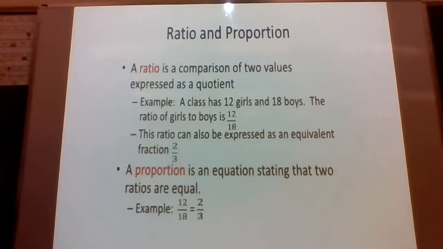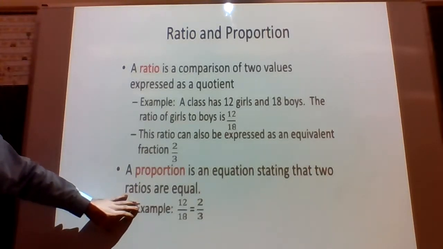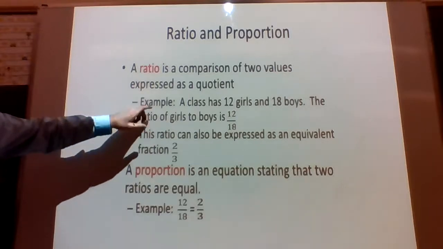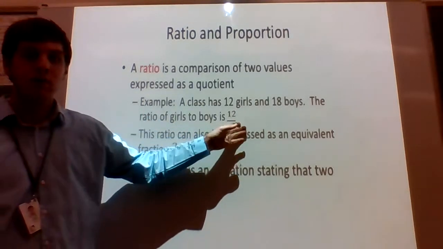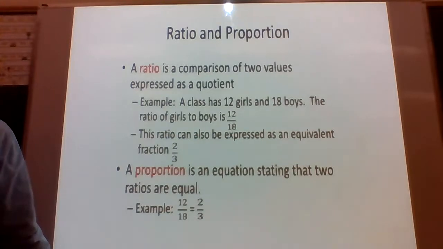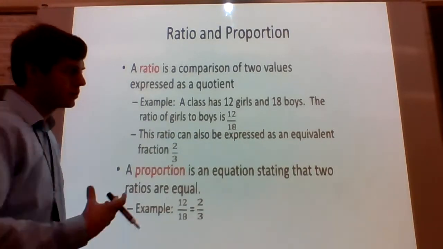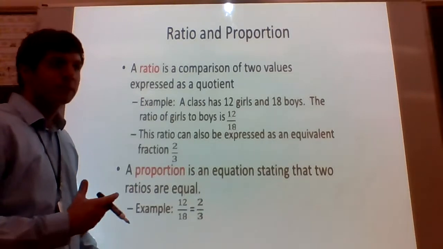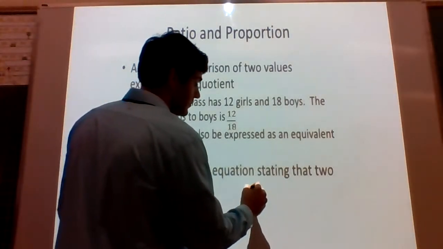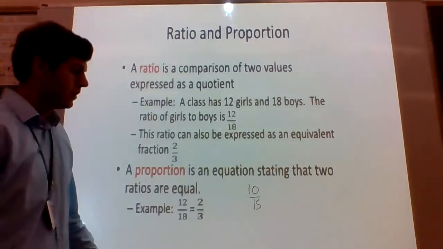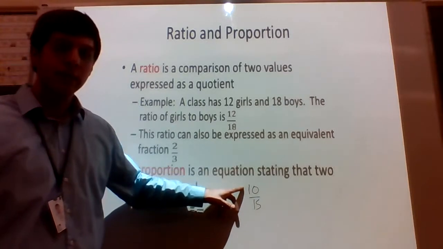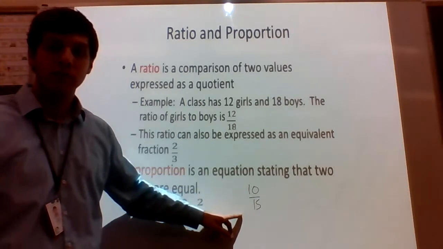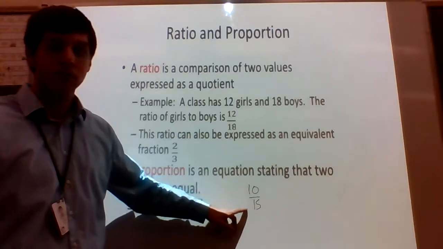A proportion is when we set up an equation where we put two ratios equal to each other. So a ratio, we're comparing two values. In this case, we're comparing the ratios of girls to boys. Let's say 12 to 18 is the ratio of girls to boys in first hour. And let's say the ratio of girls to boys in second hour is 10 to 15. So there were 10 girls in second hour and 15 boys in second hour.